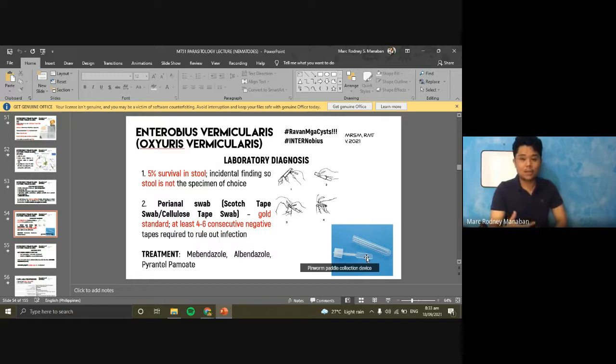Now treatment, azoles again. So, mebendazole, albendazole, and pyrantel pamoate. Alright, so that's for Enterobius vermicularis.